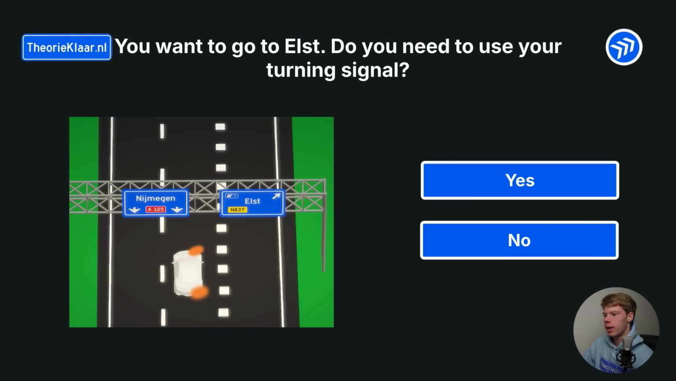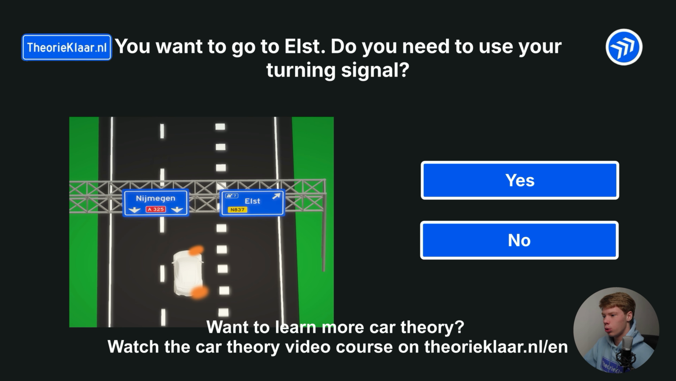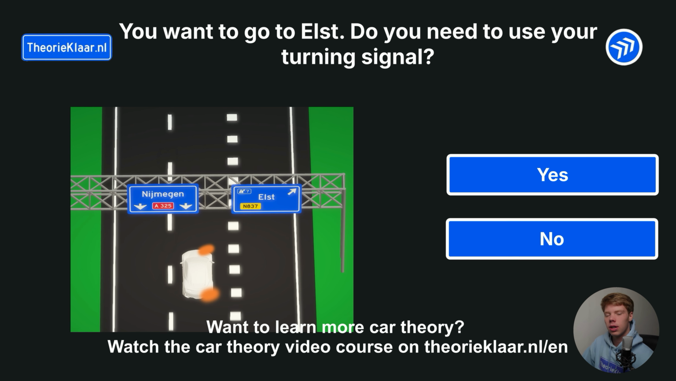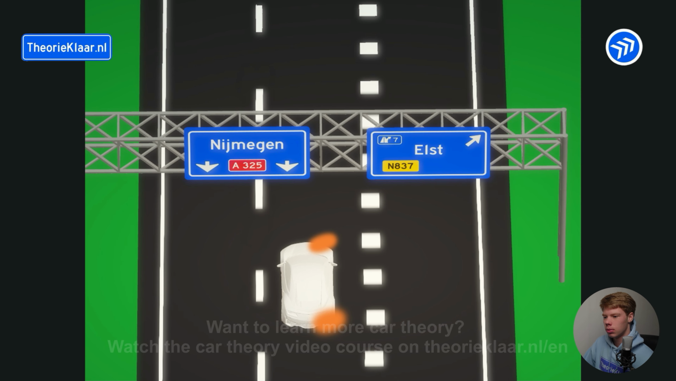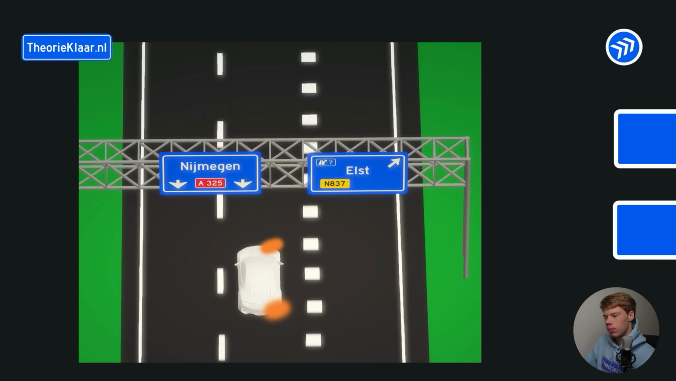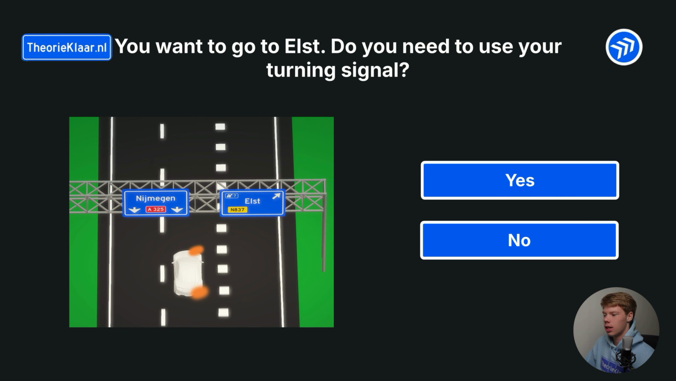You want to go to Elst. Do you need to use your turning signal? Yes or no? Take a good look at the image. We want to go to Elst, so we need to move one lane to the right. So the right answer is yes, when switching lanes you must also signal.